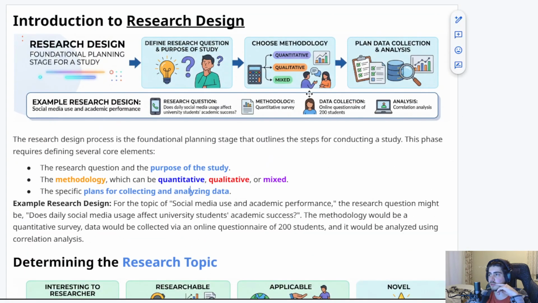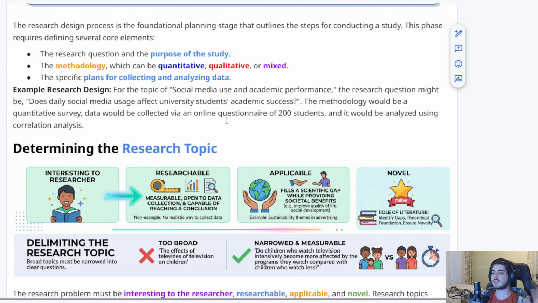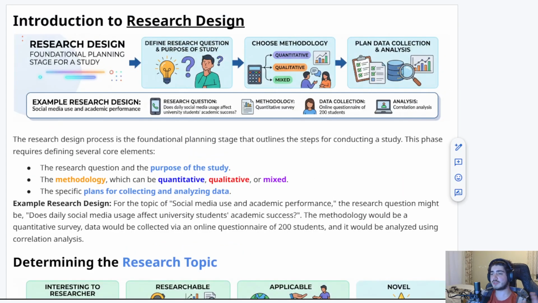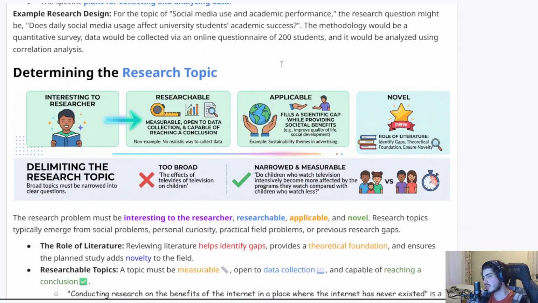And so there's an exemplary research here. It's social media use and academic performance. The research question: does daily social media usage affect university students' academic success? Methodology: quantitative survey, data collection, online questionnaire of 200 students, analysis, correlation analysis. You just figured out a bunch of stuff. It's just outlining how you will conduct the study.